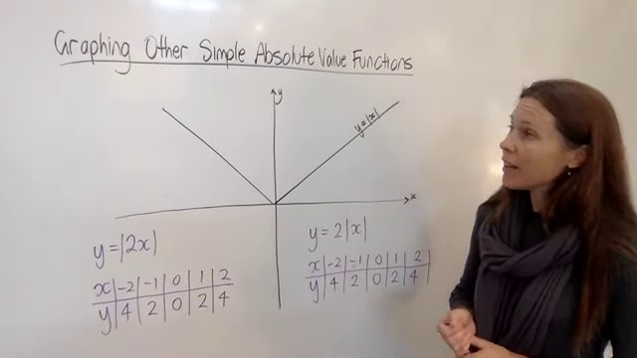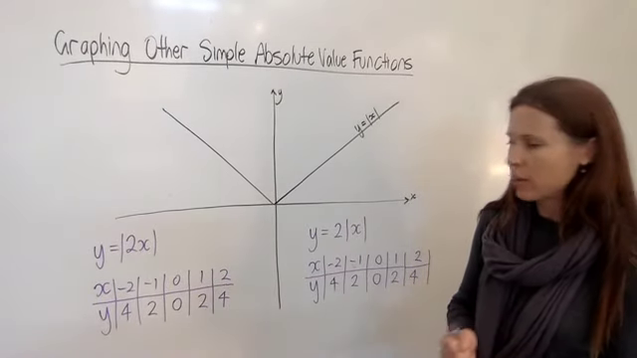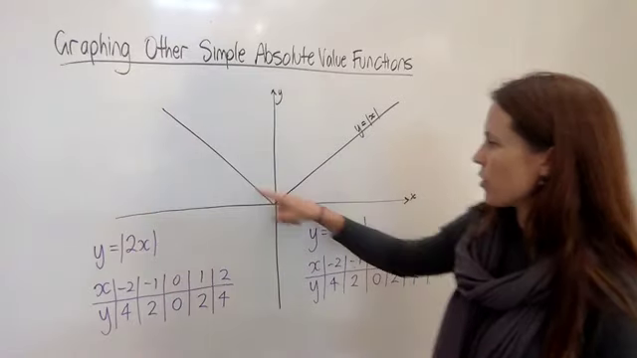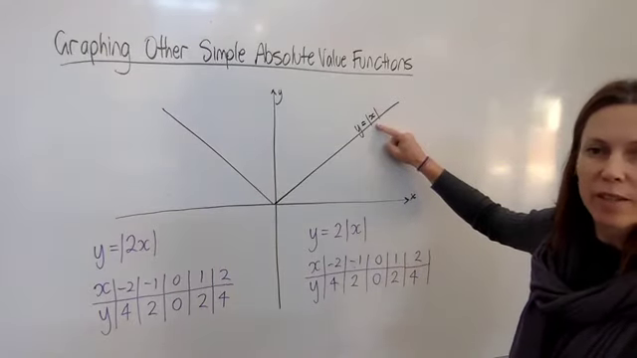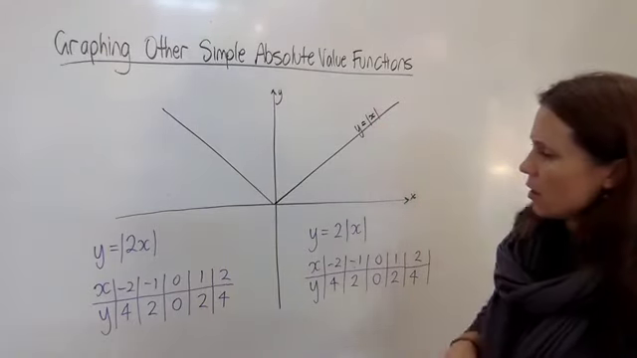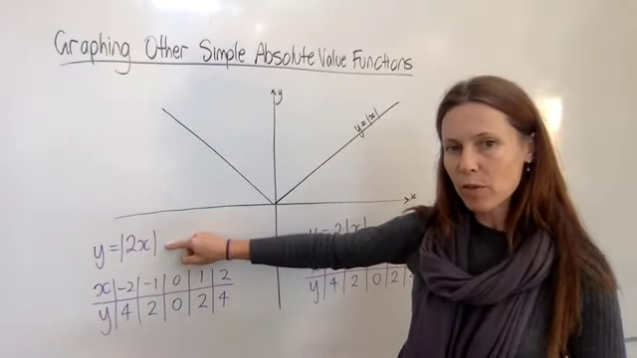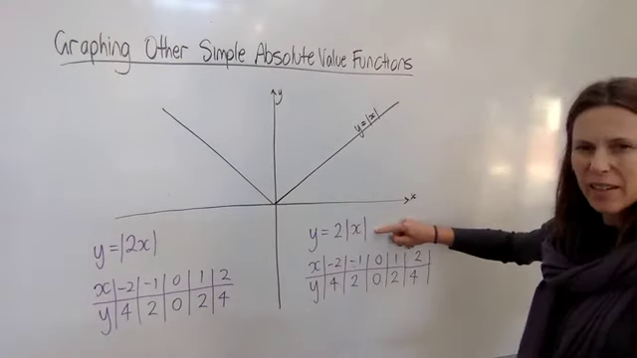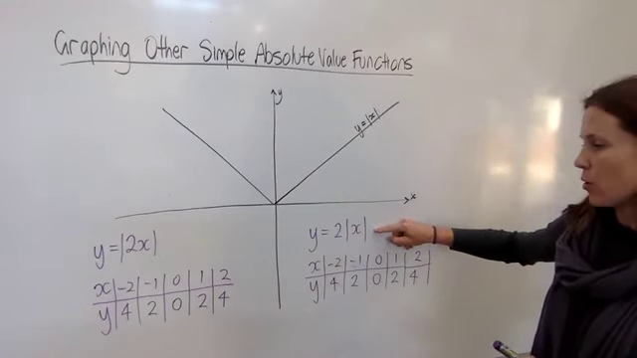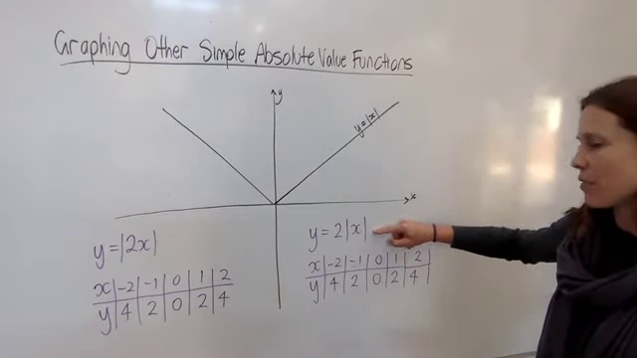Here we've got a slightly more complicated absolute value function, and I've already drawn y equals the absolute value of x that we've already had a look at here. But just as a comparison, let's have a look at y equals the absolute value of 2x and compare that. Is there any difference with y equals 2 times the absolute value of x?